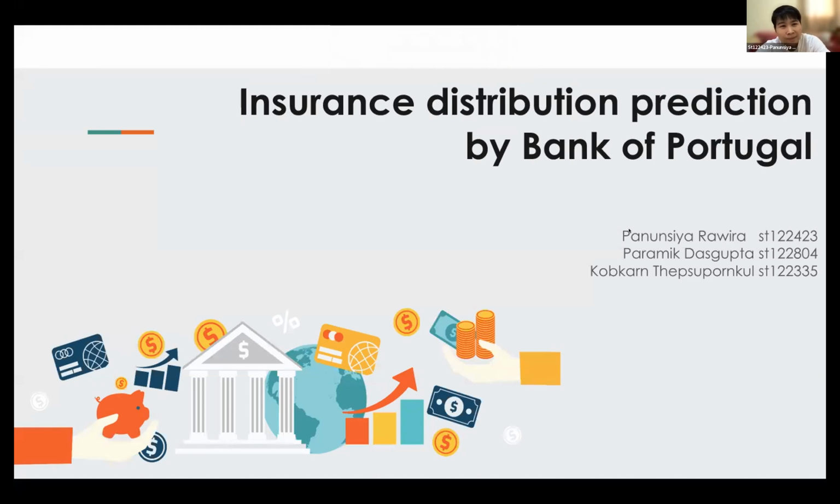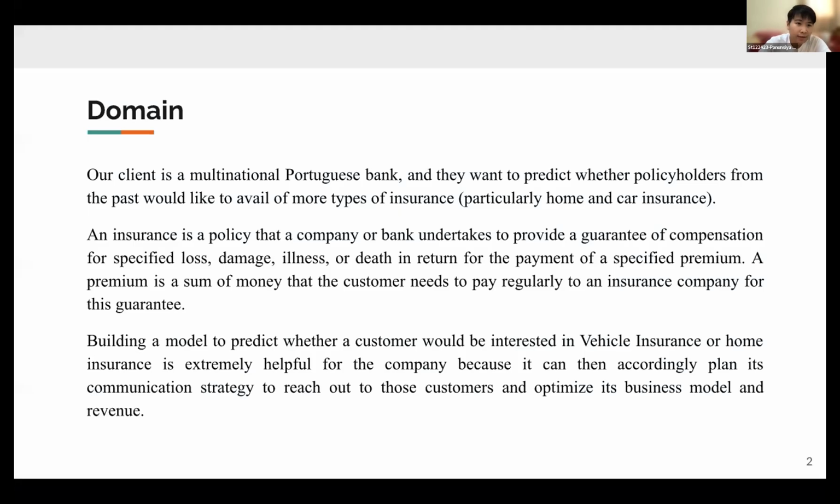So our topic is insurance distribution prediction by Bank of Portugal. The members are me, Panancia, Paramik, and Gopgan. For the domain, our client is a multinational Portuguese bank, and they want to predict whether the policyholders from the past would like to avail of more types of insurance, specifically home and car insurance.